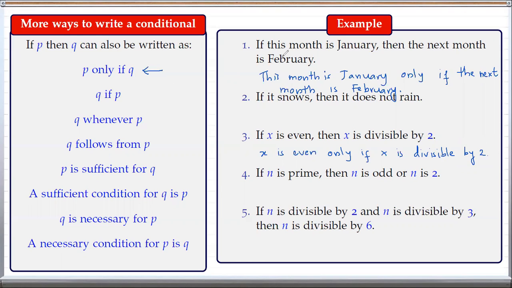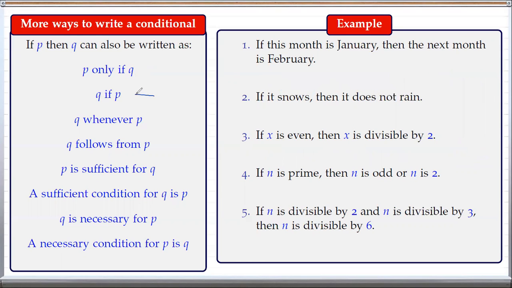Now let's look at the next format. This one, Q if P. So in this case, we write the conclusion part first. For example, if we look at the second statement in the example, we have it does not rain if it snows. Because given here we have P implies Q, so I can say the Q part first, Q if P.